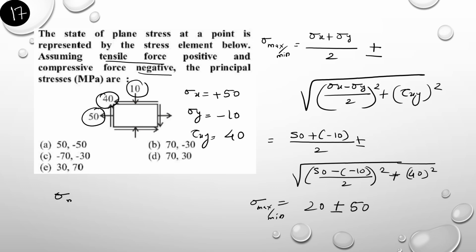In this formula, if we take a plus sign during calculation, we get sigma max, which is 70. If we take a minus sign, then we get sigma minimum, which is minus 30. So option B is correct, 70 and minus 30. Option B is correct for question number 17. This is maximum principal stress, and this is minimum principal stress.